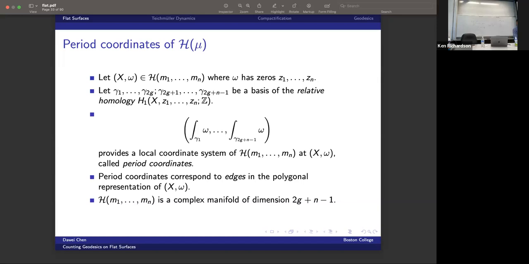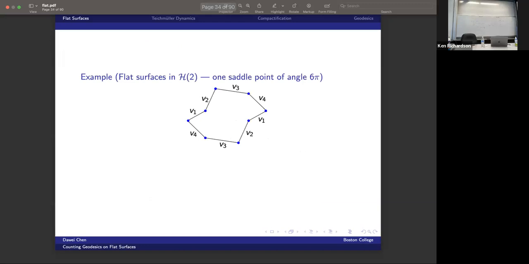And let me explain this a little better by using this example. This is the example we saw before. We have a unique saddle point after identifying the 8 vertices. So indeed, this v1, v2, v3, v4 are the local period coordinates. Because you can think of, forgetting the flat part for now, just think of each edge vi and look at the underlying homology class on the topology.